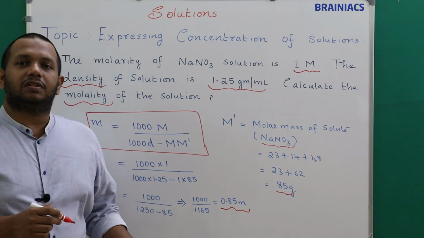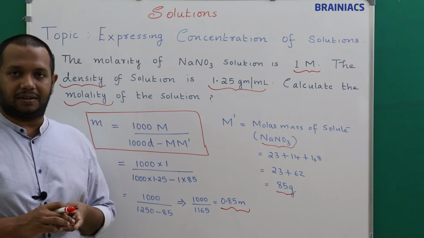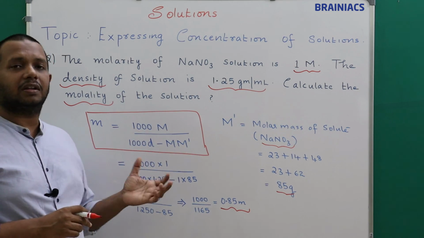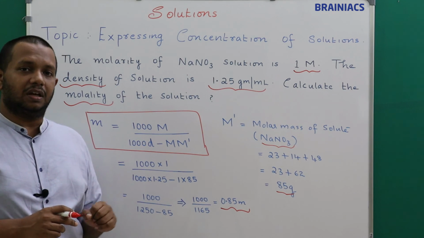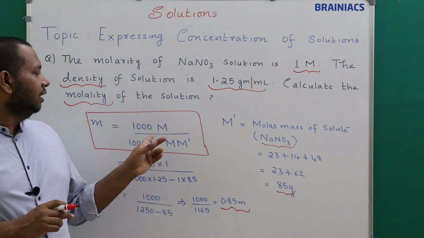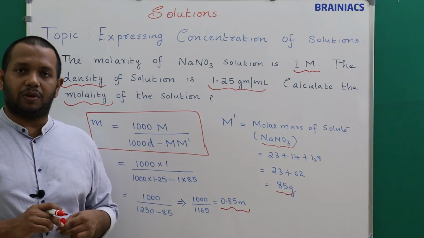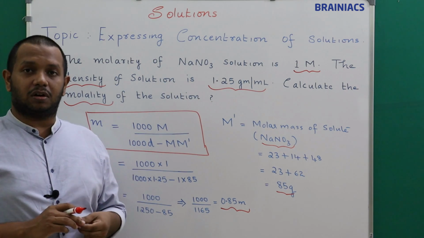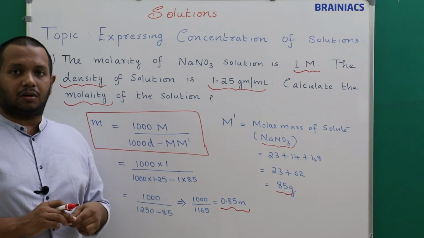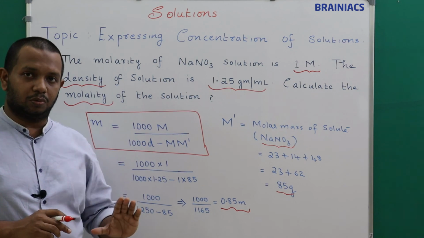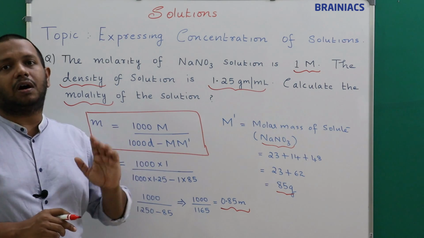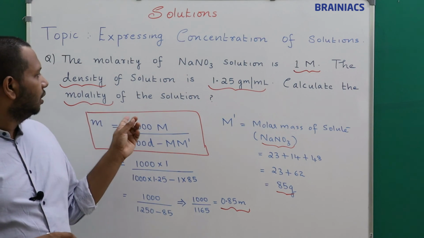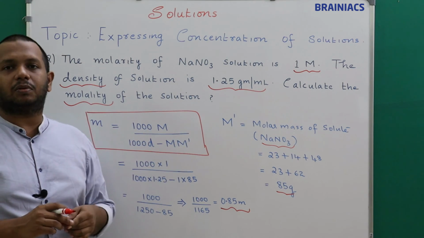So this is the way we can directly find the answer. There are some students who are not remembering this formula. They can also do this question very easily. What they need to do here is find out the mass of the solvent, correct? They can directly apply the fundamental equation, that is molality is equal to number of moles of the solute divided by mass of the solvent in kilogram.